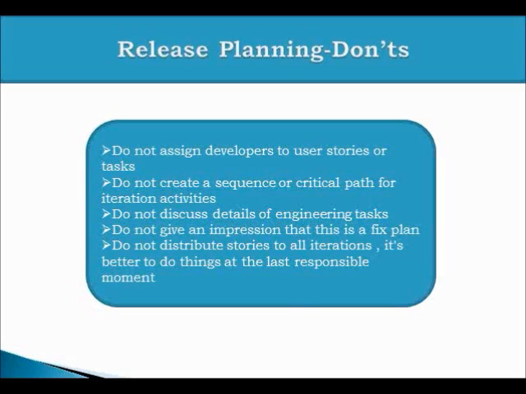Do not create a sequence or a critical path for iteration activities. In a release planning meeting, we should not try to sequence the activities we want to perform during an iteration. We should not discuss details of engineering tasks. We should limit our discussion to the level of functionality. Some level of architectural or non-functional requirements needs to be discussed. So you should not discuss the engineering tasks, but requirements, be they functional or non-functional, can and should be discussed in the release planning meeting.